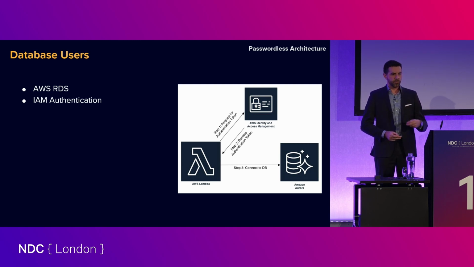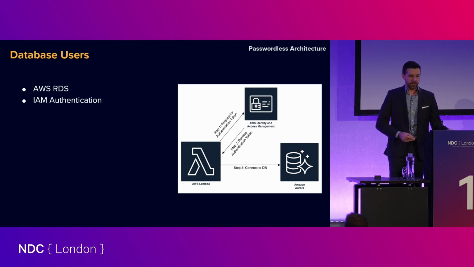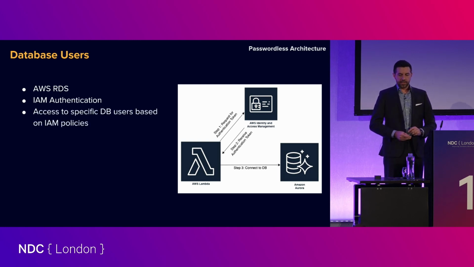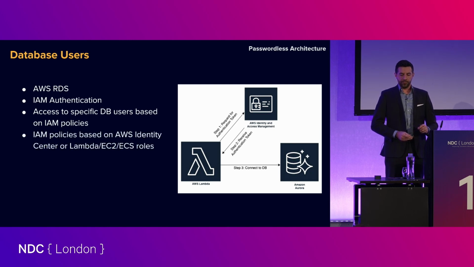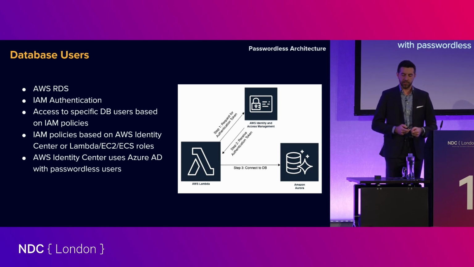Using an IAM user or role, you can access a specific database user in RDS based on a policy that that role has. And this allows you to set up those policies based on the same things that we talked about for everything else, like the VPN, right? You put trust policies in those roles that say that certain Azure groups can assume those roles, or if your application is trying to connect to the database, that the role that your EC2 instance or your container is running as can access that database user. And so because Identity Center uses Azure AD with passwordless users, our database now has passwordless users.